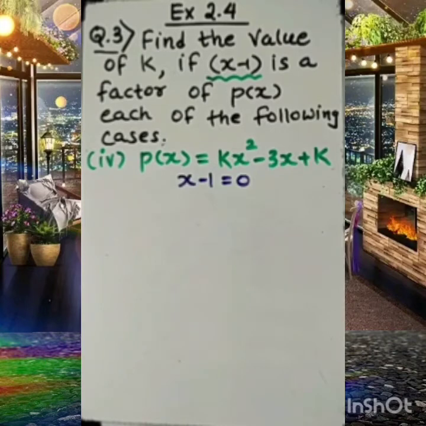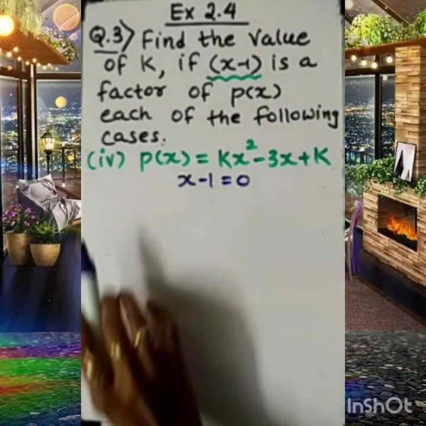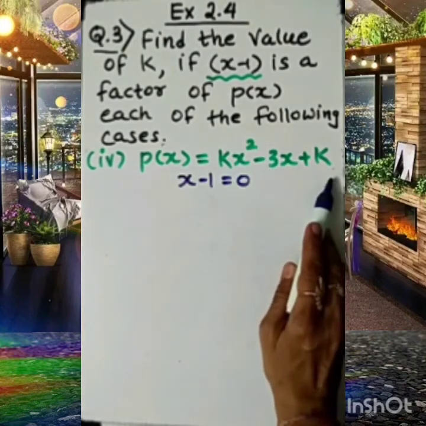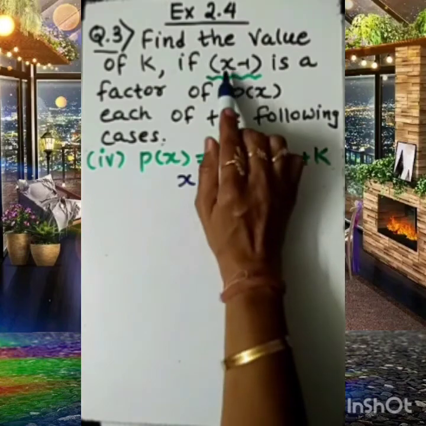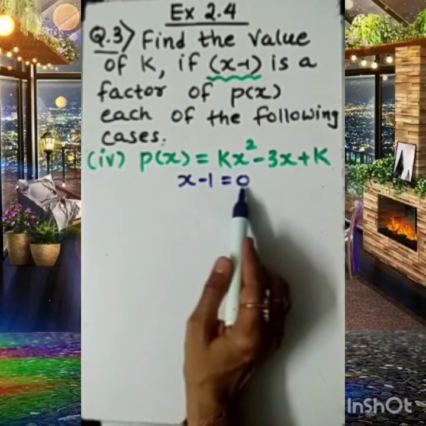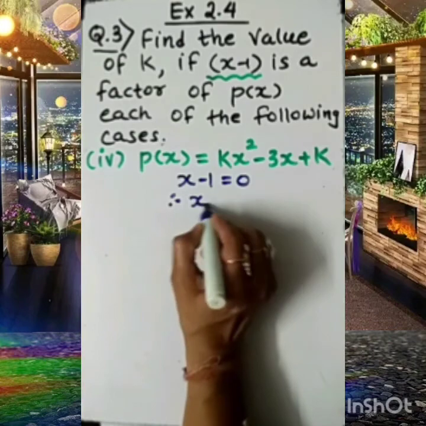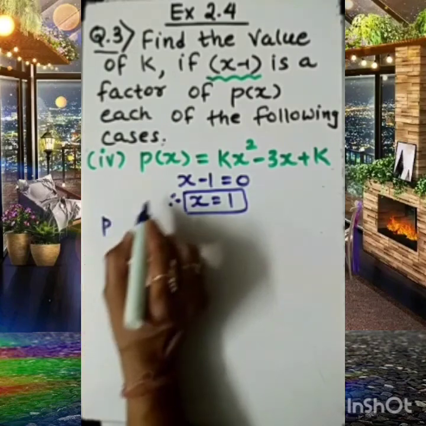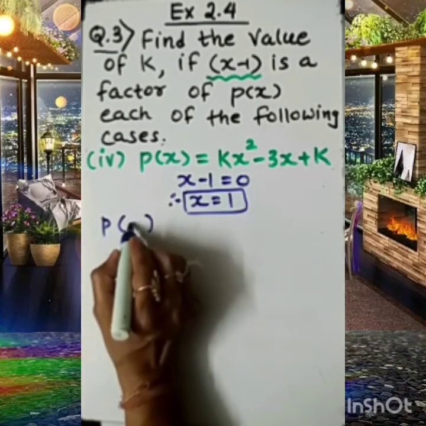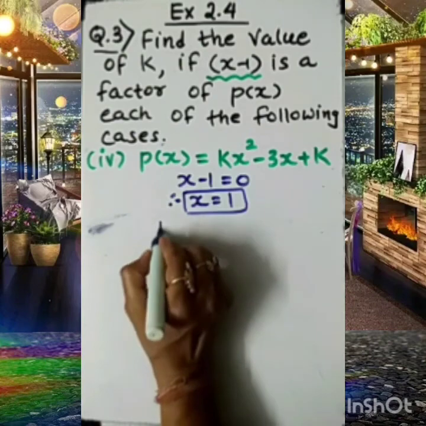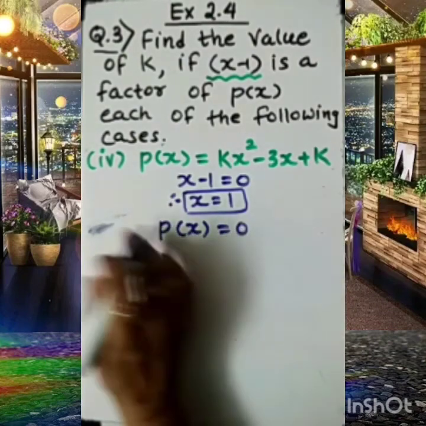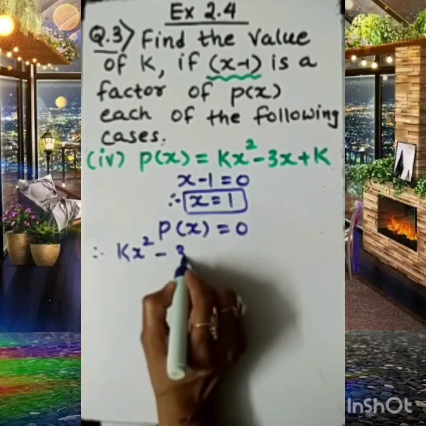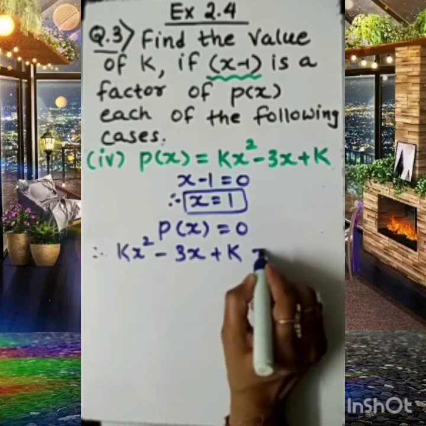So my dear student, here you can see on your screen that the fourth question is here, p(x) equal to kx square minus 3x plus k. Same procedure we are applying. x minus 1 is a factor, so x minus 1 equal to 0. Therefore, x equal to 1. The value of x is 1 here. First of all, I need to write p(x) equal to 0. Therefore, kx square minus 3x plus k equal to 0.